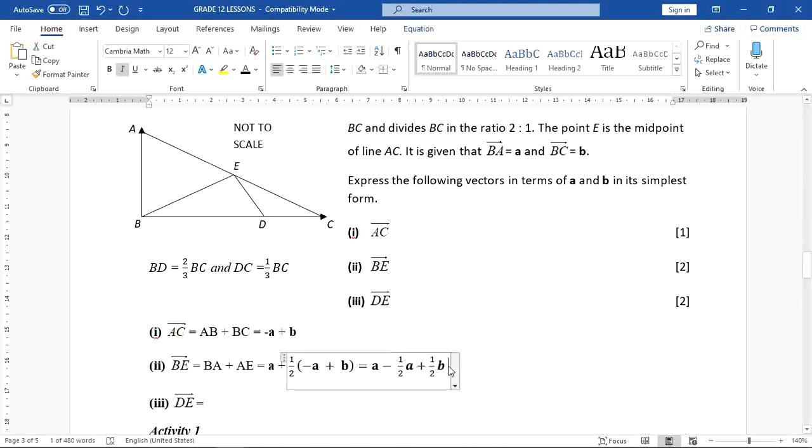Copy this and say equal to, we paste, and that's the answer, because 1 minus a half will just give us a half. So moving from B to E, it's a half an A and half a B.